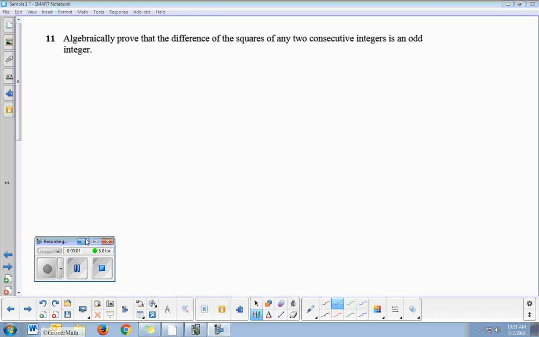Algebra 2 Regents, sample question number 11. Algebraically prove that the difference of the squares of any two consecutive integers is an odd integer. This is a really challenging proof, especially because we didn't talk a lot about consecutive integers, and we haven't done a lot of proofs in Algebra 2 in general. You did a lot of proofs in geometry, but they're not really algebraic proofs. So this is a challenge here.